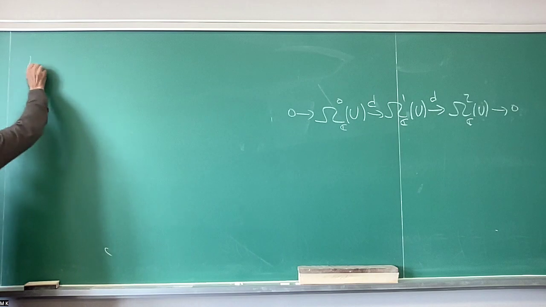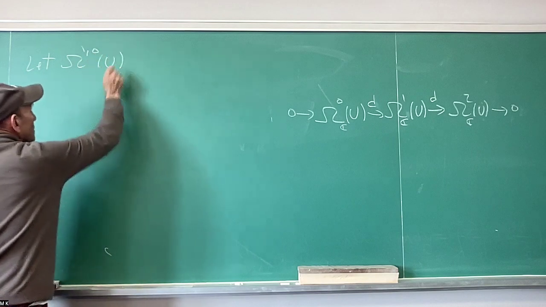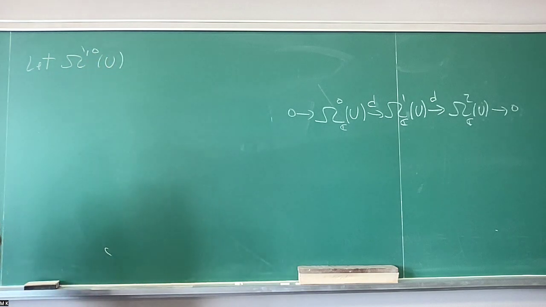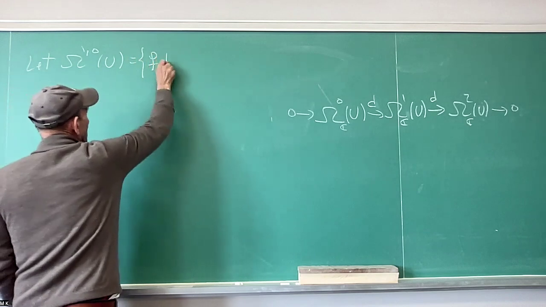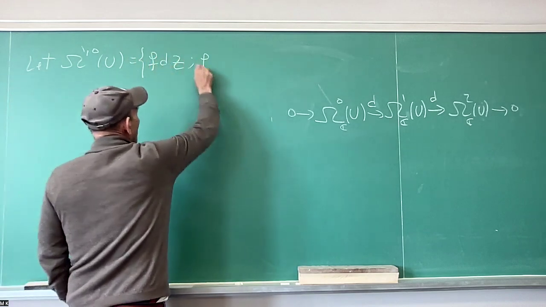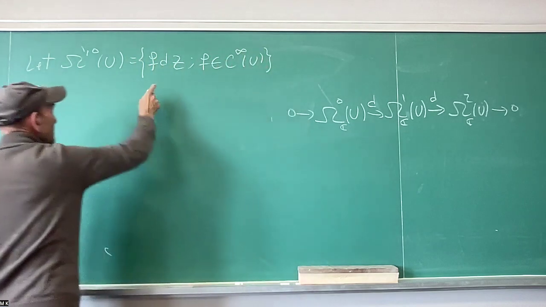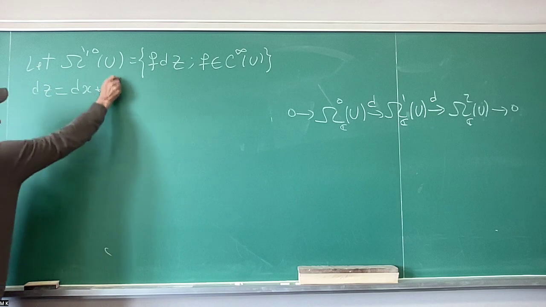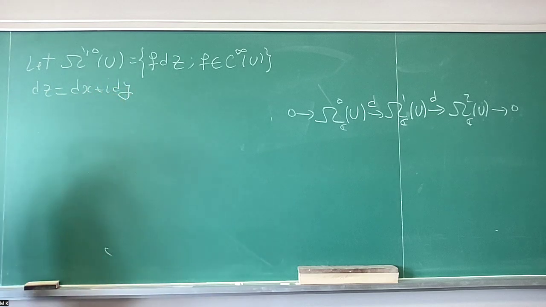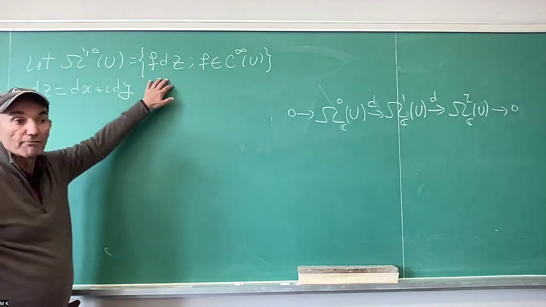So let's define Omega^{1,0}(U). This is called the space of (1,0) forms over U. This is the set of all forms of the following form: f dz, where f belongs to C infinity of U, right? And what is dz? dz, of course, we know, is by definition dx plus i dy. So these are special types of one forms. Not every one form is of this form.